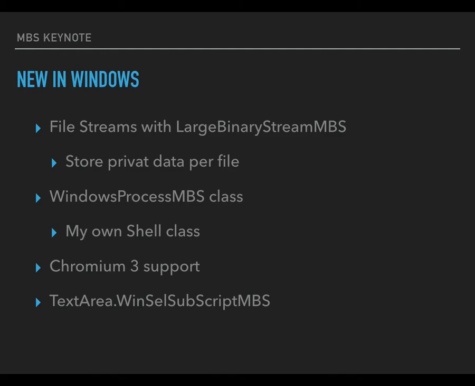On Windows, we got file streams, which is similar to the extended attributes, which allow you to store additional data with a file on Windows. Some people store maybe the thumbnail or some ID on the file, so you can later read it back.